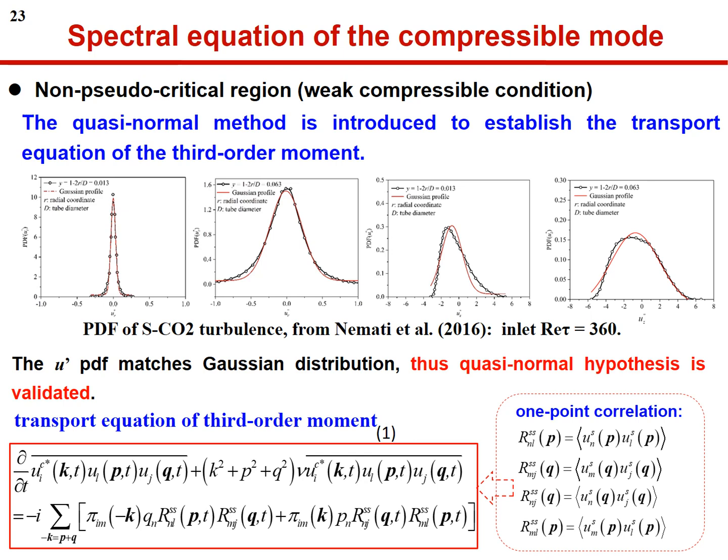Here, we show the PDF of supercritical fluid turbulence at different wall-normal positions in pipe flow. The DNS data come from the reference work on the supercritical CO2 flow with the inlet Reynolds number of 360. The velocity fluctuation PDF matches with the Gaussian distribution well. Thus, the quasi-normal hypothesis is employed to close the moments composed of the velocity fluctuation. The transport equation of the second-order moment is simplified as equation 1.